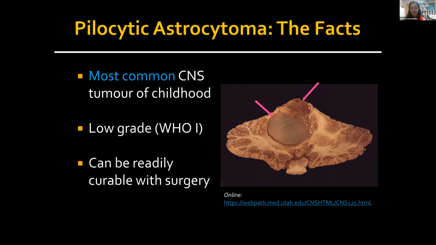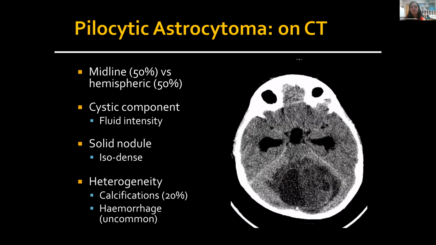95% at 5 years. And here's a macroscopic section that I found on the internet, and it shows that the tumour consists of a large cystic component and an eccentric nodule, which is more solid. And that's what we see on imaging. So we see the cystic component, which is low density, and we see an eccentric nodule. And this is a non-enhanced CT, so it appears isodense.